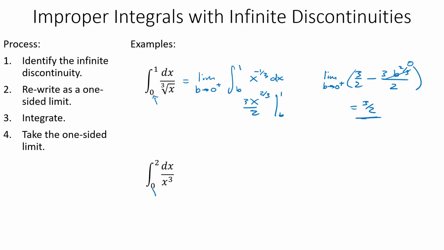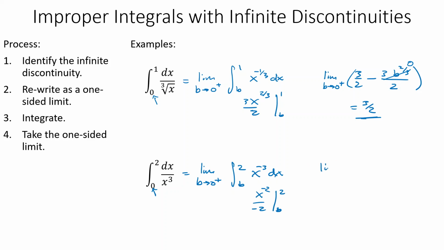All right, let's try this one. So again, 0 is the problem area. That happens a lot. So we're going to rewrite this as the limit as b goes to 0, and we're going from 0 to 2, so we're a little bit bigger than 0, from b to 2 of x to the negative 3 dx. So this would be x to the negative 2 over negative 2 from b to 2.